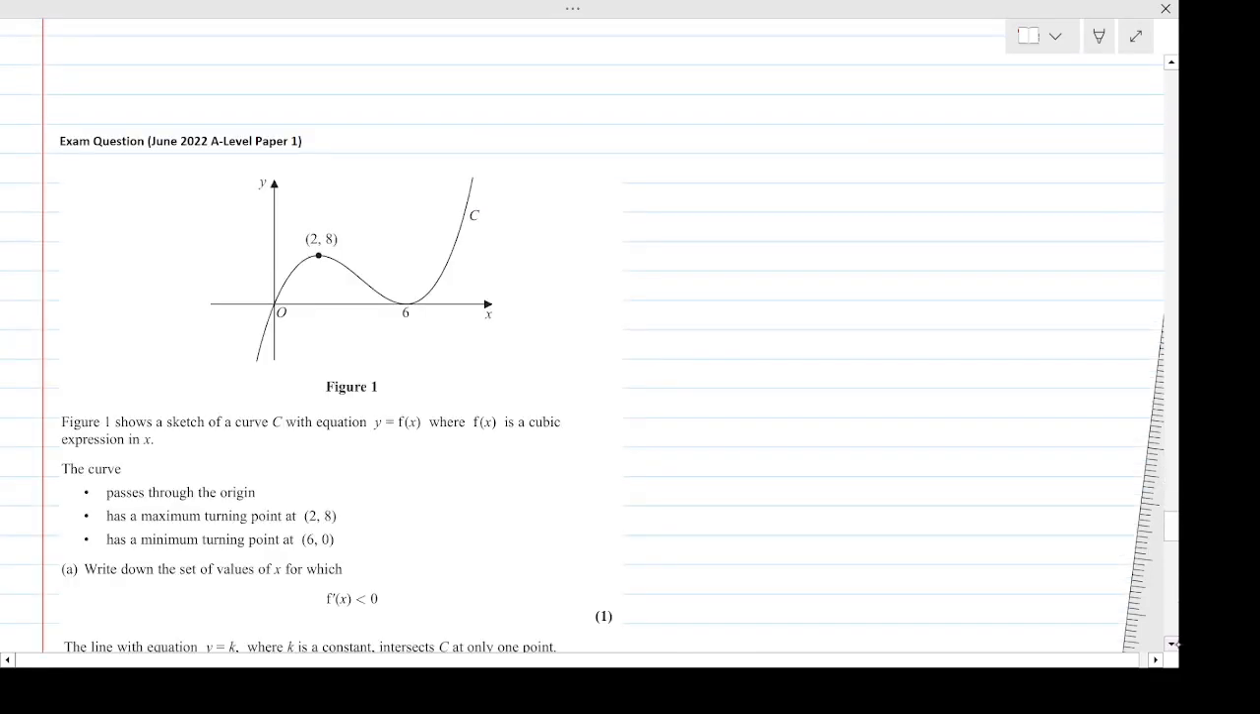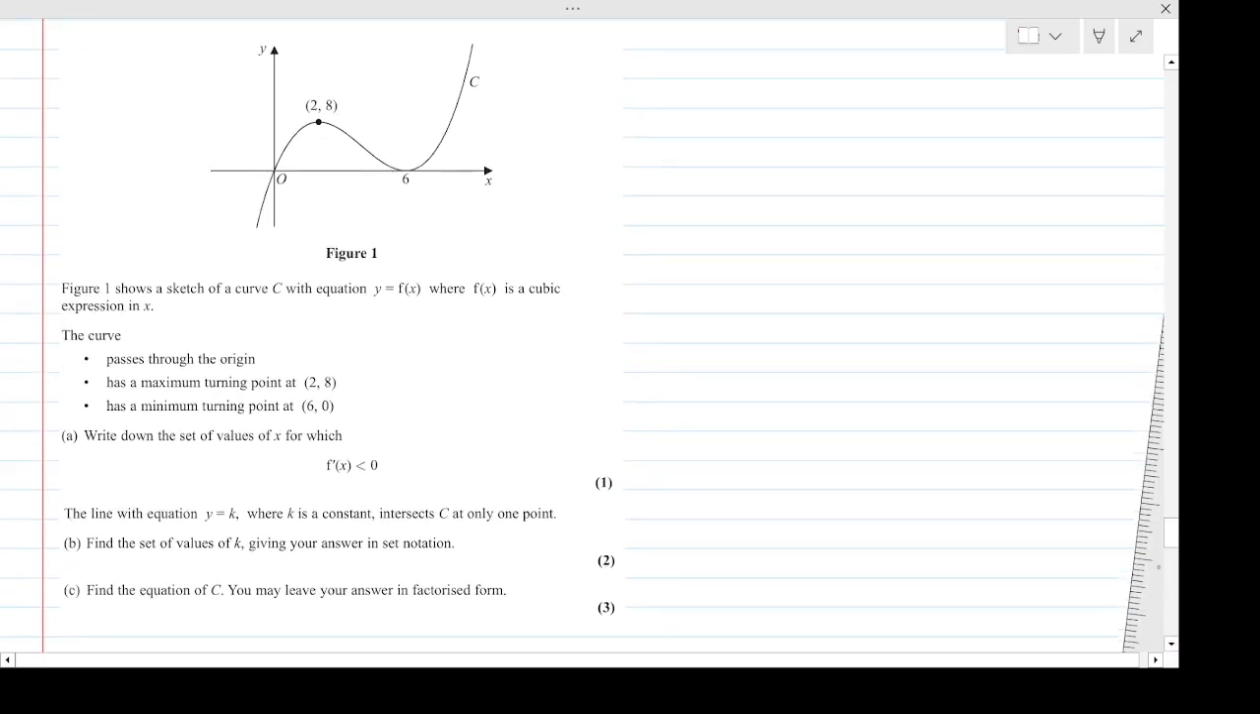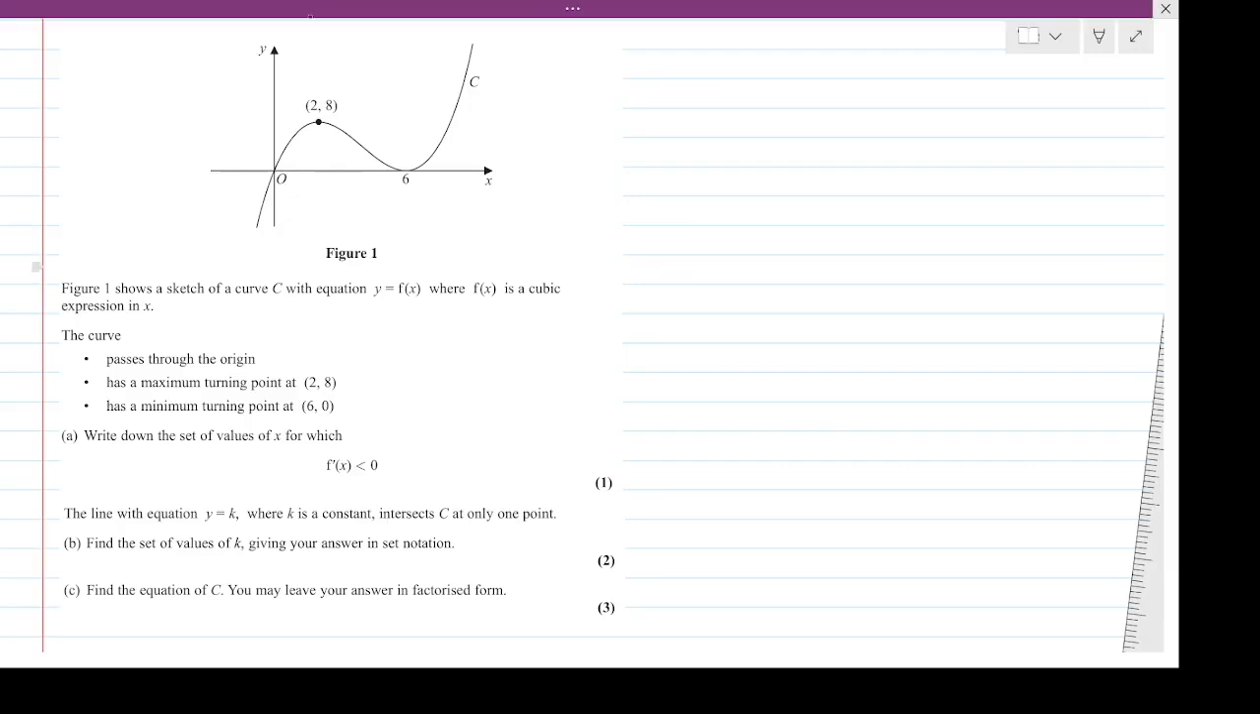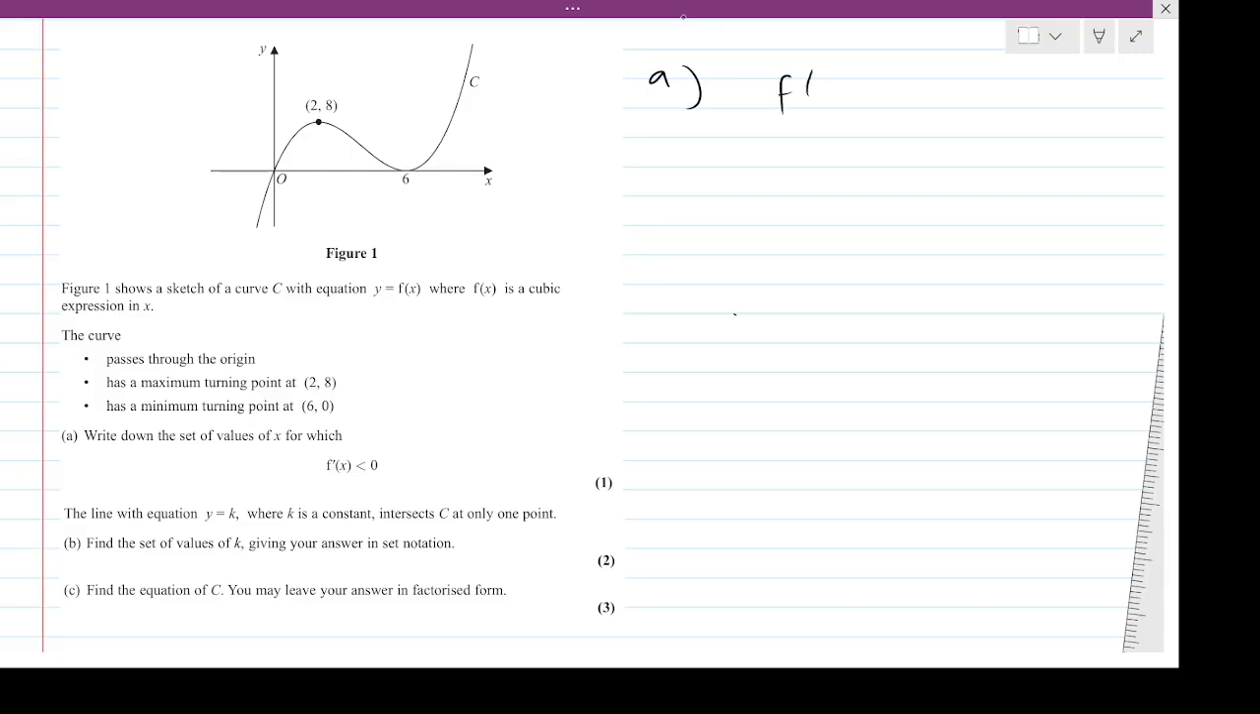Cool. Okay, we've got this final question then. It's a bit trickier, but we can work with the ideas that we've learned. So we're given this sketch of a curve. We're told it's a cubic. We're also told some information about where it passes through. We're told all that information on the diagram though, so I'm not going to read that out. We are told firstly to find the set of values for x for which f dash of x is less than 0. Well, this is kind of working backwards.